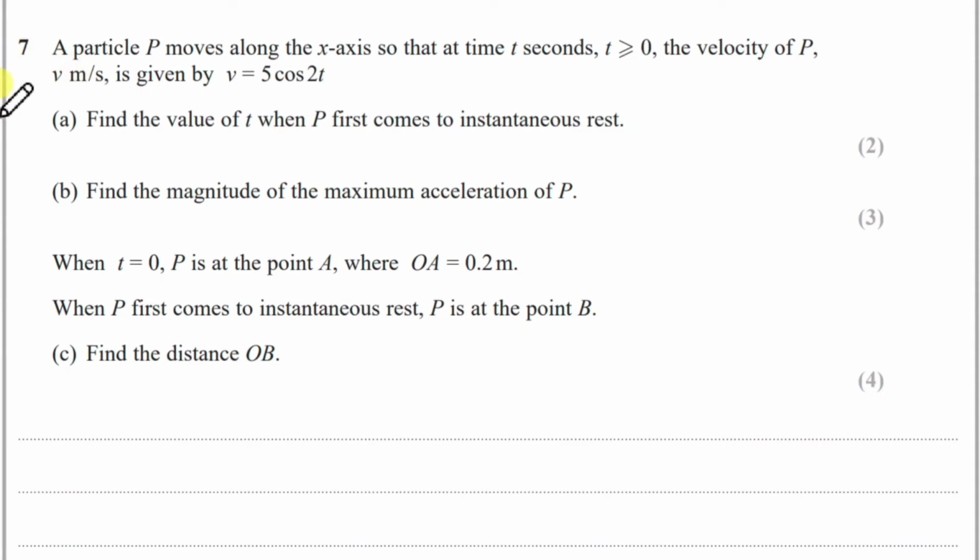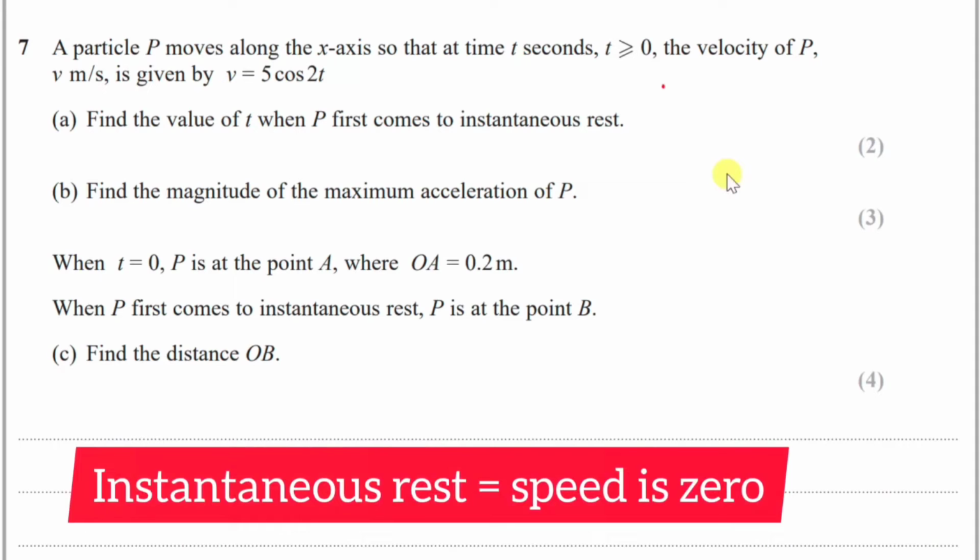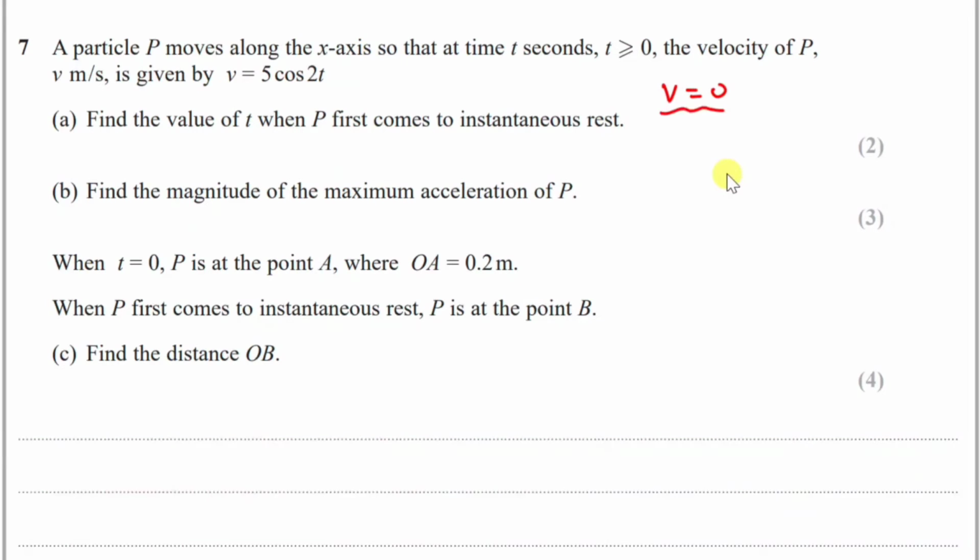Let's have a look at what we have here. A particle P moves along the x-axis so that at time t seconds, where time is always positive, the velocity of P, given by v meters per second, is 5 cos 2t. So that's an expression for speed or velocity. Find the value of t when P first comes to instantaneous rest. Instantaneous rest just means when the speed is 0. So in other words, let v equal 0. That basically means you're not moving anymore.